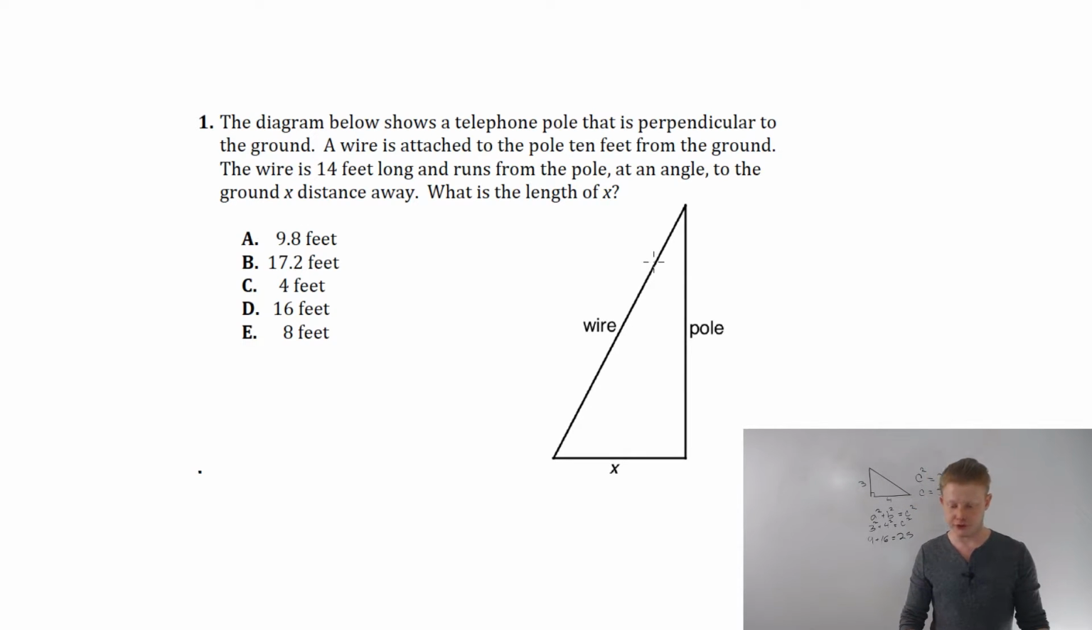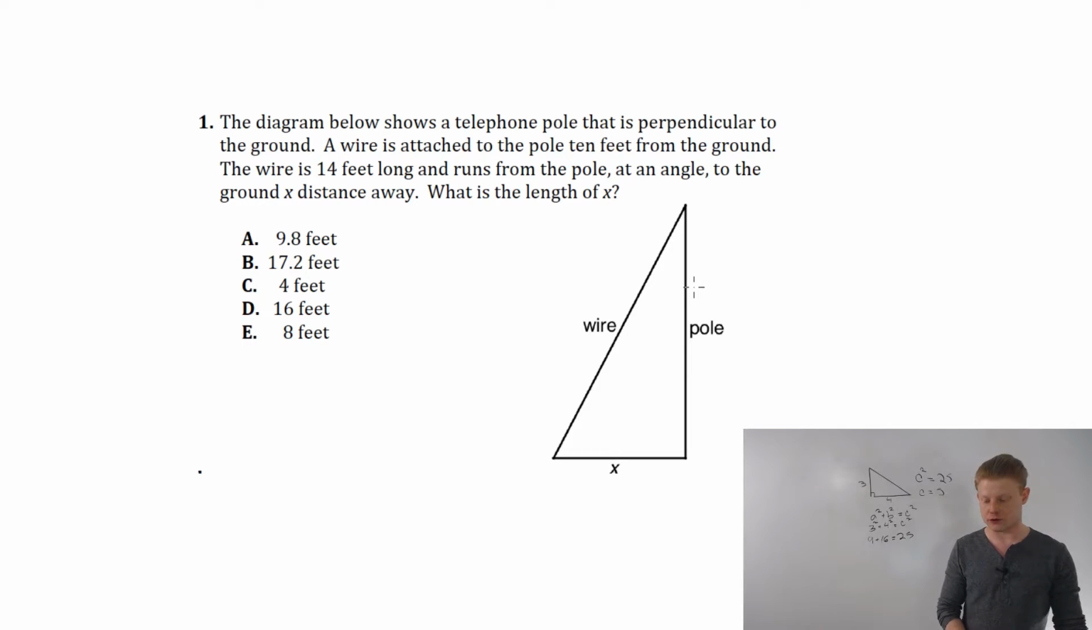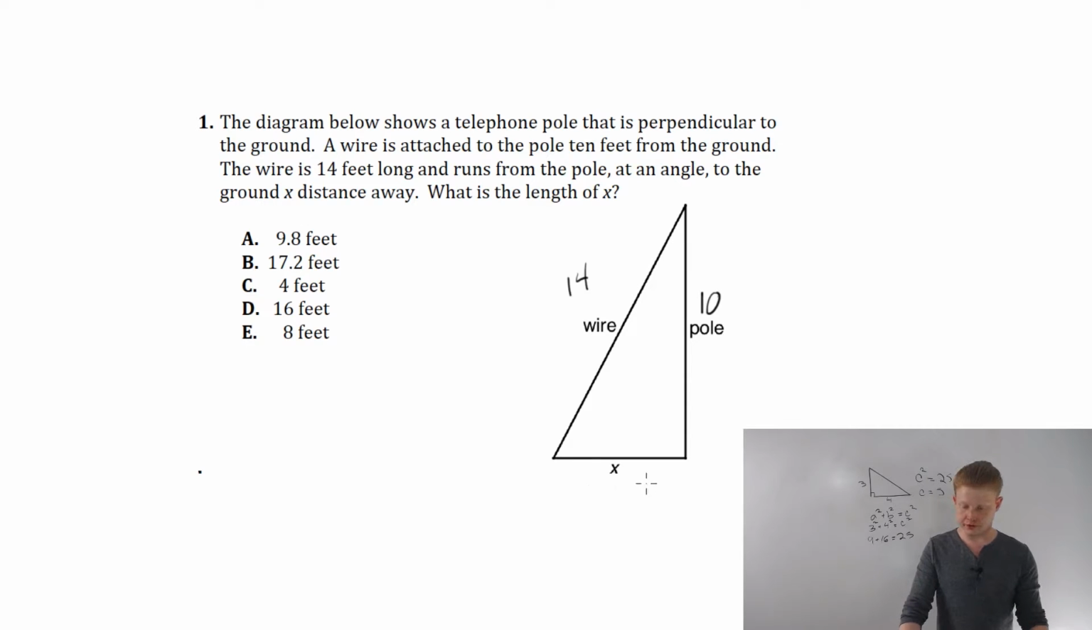Wires attached to the pole 10 feet from the ground. That's this vertical length. And the phrasing can be a little confusing on these, and when it is, they typically do give you the diagram. They're not always. So I'm going to go ahead and put my dimension in here of 10. Wire is 14 feet long. Well, that's the wire. That's our hypotenuse. What is the length of x?